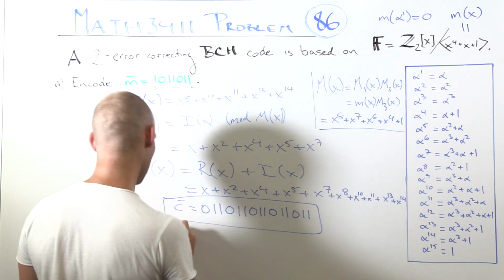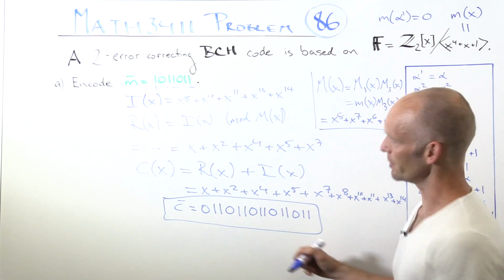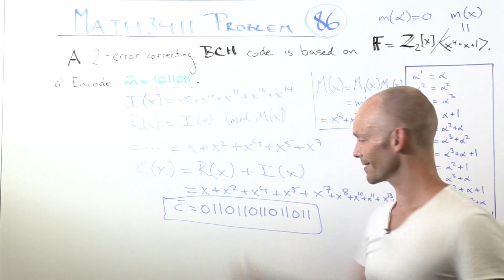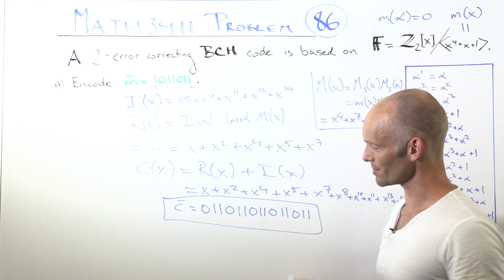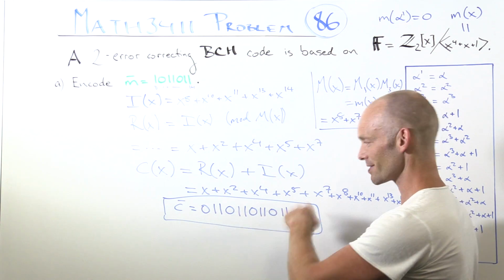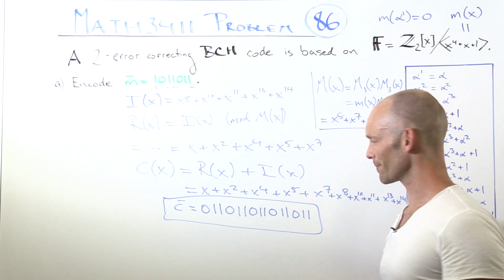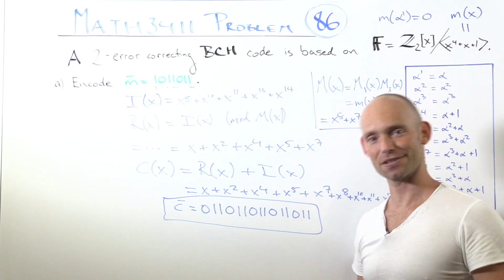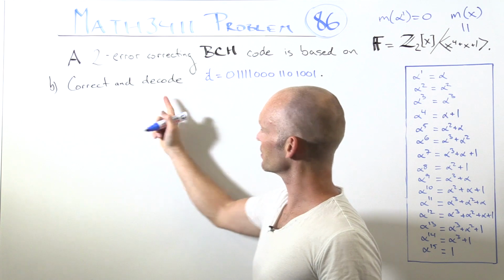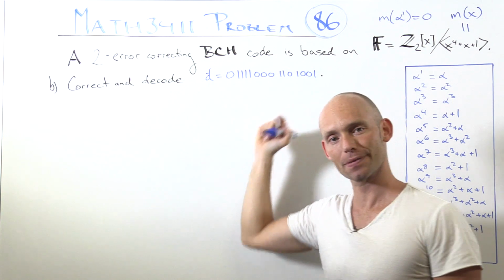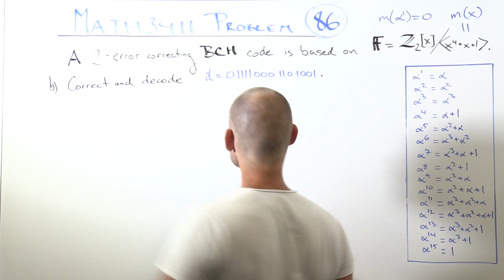This is then the Codeword, or the encoded version of this message, and you can see that it's probably right because the person setting the exam has made it nice and pretty, so you recognise that and say, oh okay, that's probably the right answer. In part B, we have to correct and decode this received message.